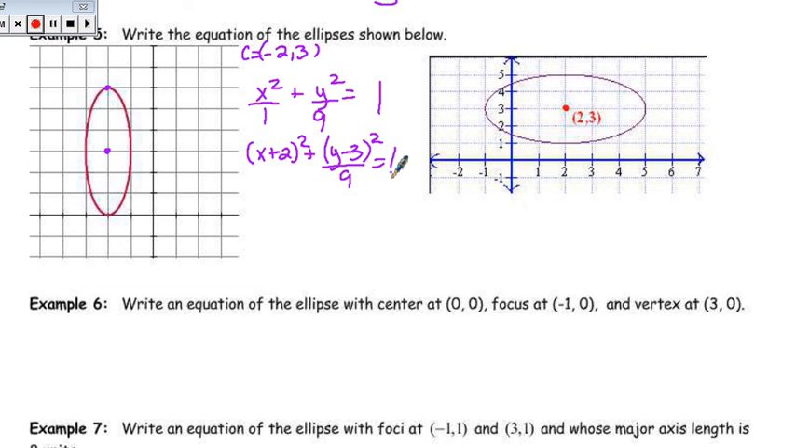Looking at this picture here, I do see that I have a horizontal ellipse. So this is going to be, the bigger number will be underneath the x squared. Let's get the center in there to begin with this time.